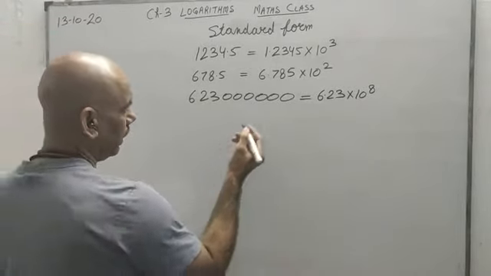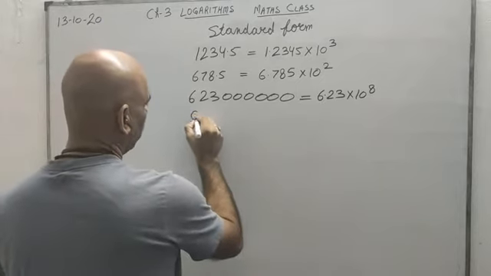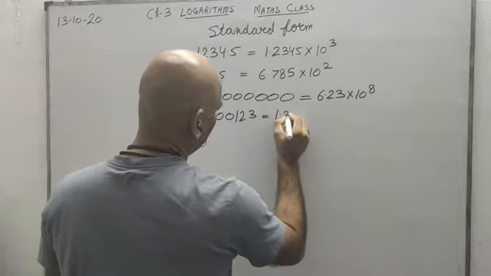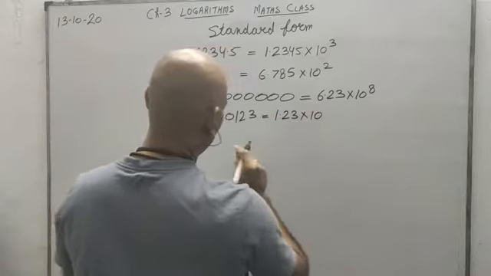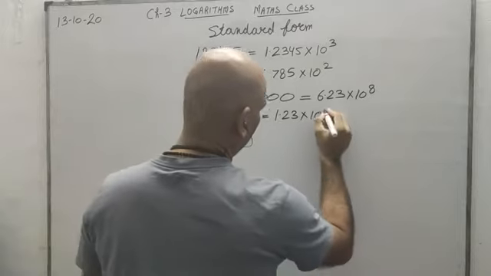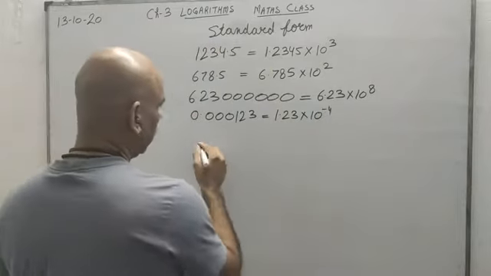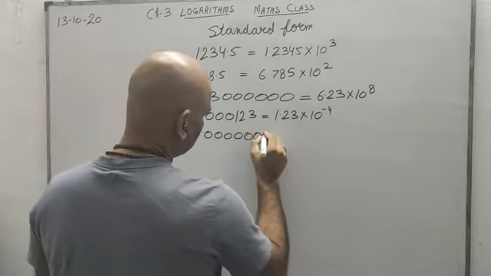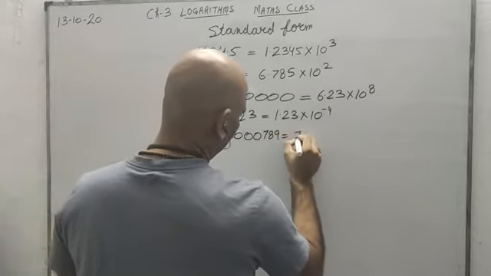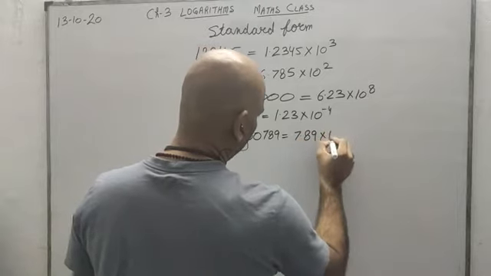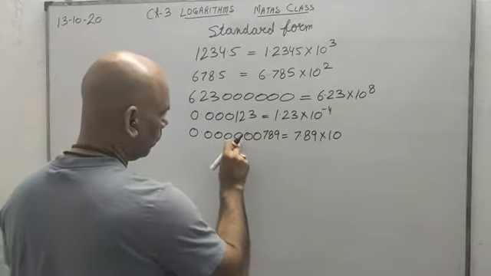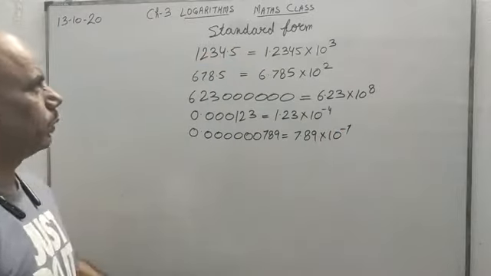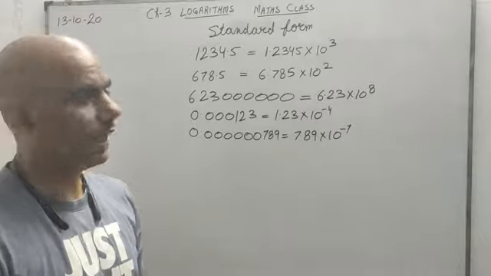Similarly, we can have the negative power of 10. For example, 0.0123 will be written as 1.23 into 10 to the power negative 2. Similarly, if there is a small number like 0.000000789, it will be written as 7.89 into 10 to the power negative 7. So this way, these are the standard forms.